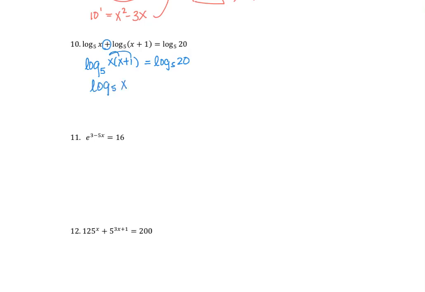Log base 5 of x squared plus x equals log base 5 of 20. Since they both have a base of 5, I can drop the logs and set their components equal to each other.